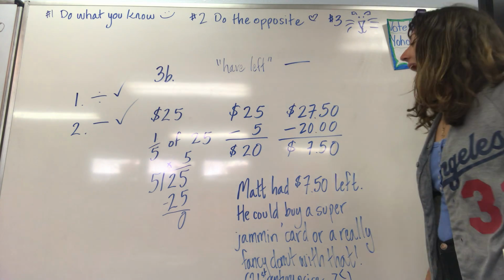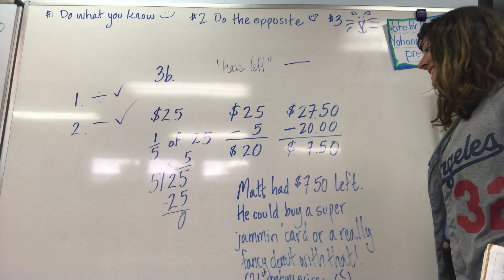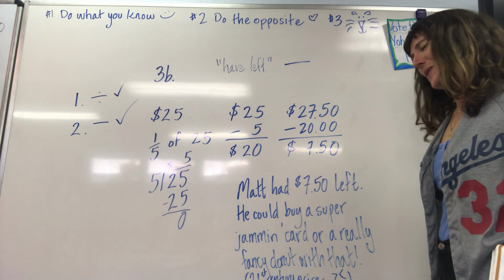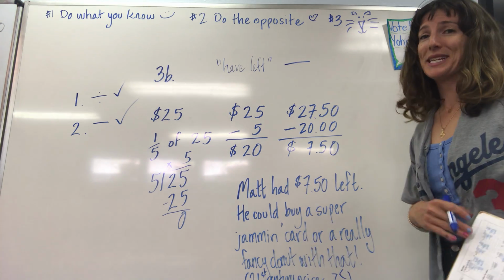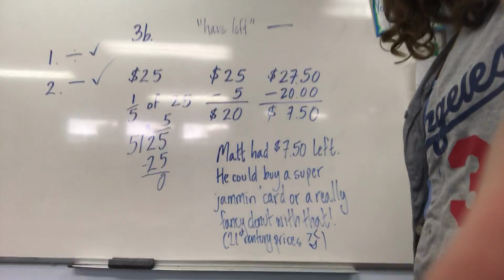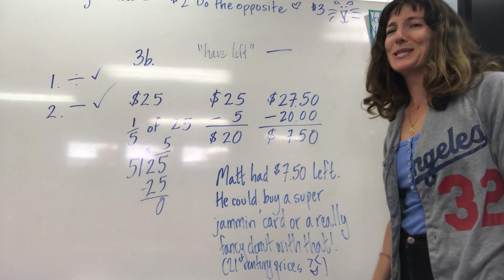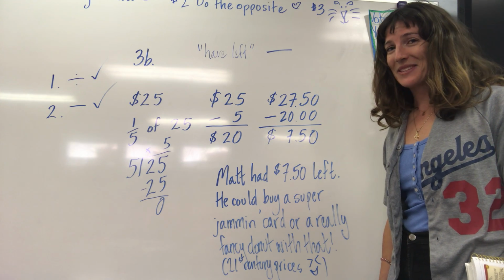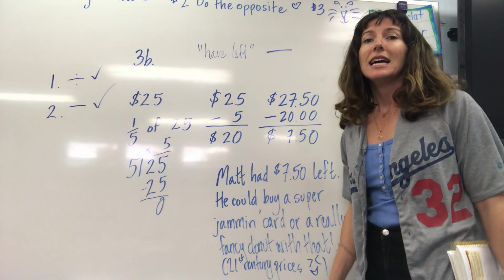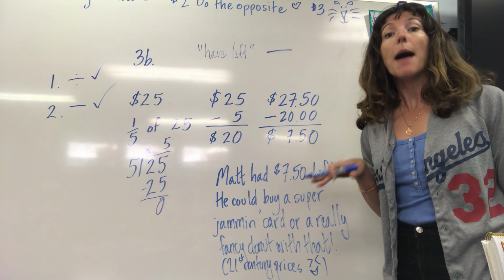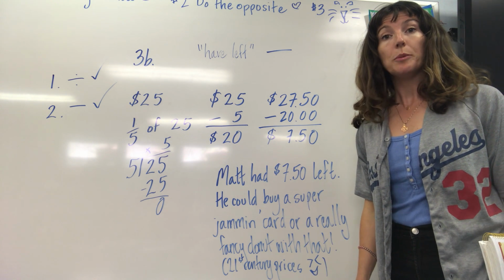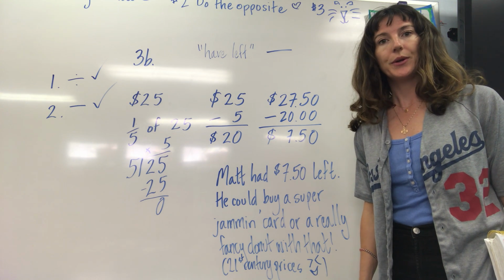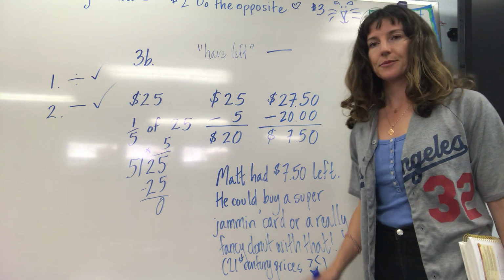Okay. I wrote Matt had $7.50 left. He could buy a super jammin' card or a really fancy donut with that. And then in parentheses all the way down here, I wrote 21st century prices with a emoji face. Am I done? Am I done? Am I finished? I hope you said no, because you are about to enter into the 5th grade and you know what to do right now.